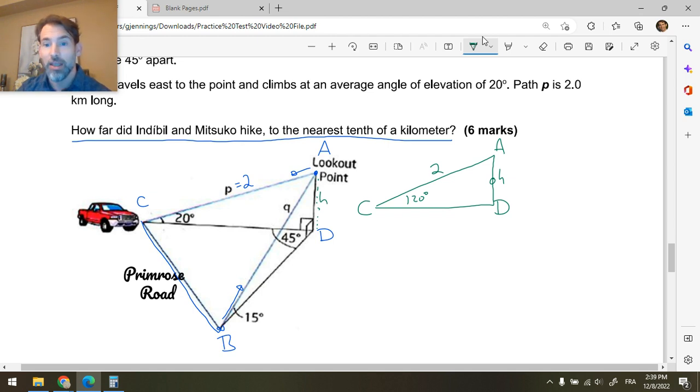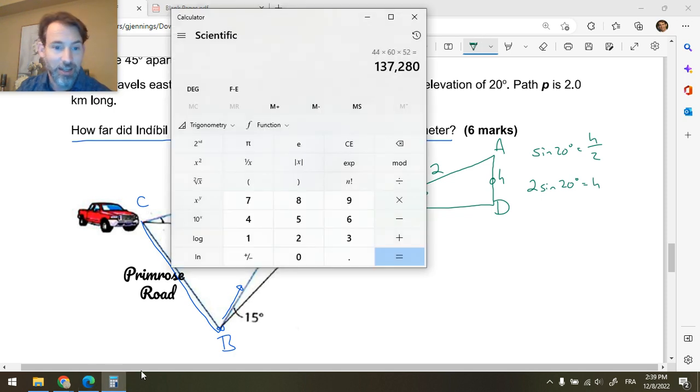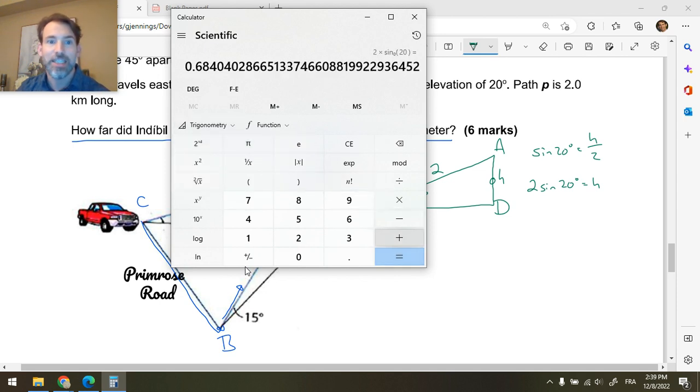And then we notice that that would be opposite over hypotenuse, which would be sine. So sine 20 is equal to H over 2. So 2 sine 20 will be equal to H. And then let's calculate that. 2 times the sine of 20 equals 0.684. So that's nearly half a kilometer high. That's pretty darn high. So no wonder you can see everything from Lookout Point.